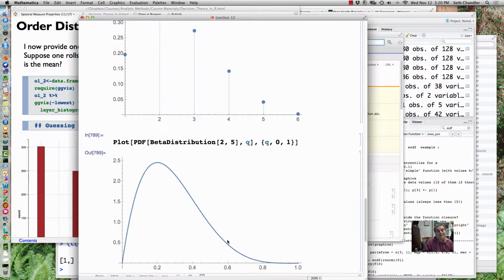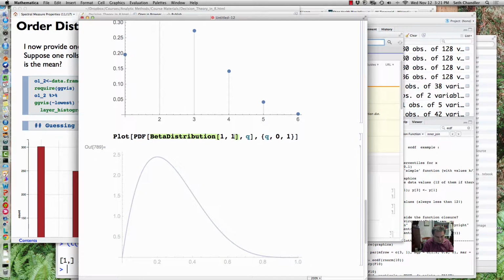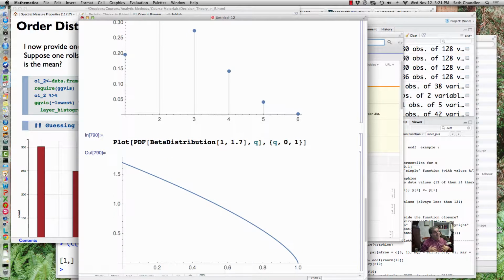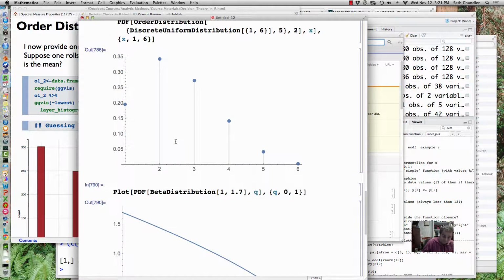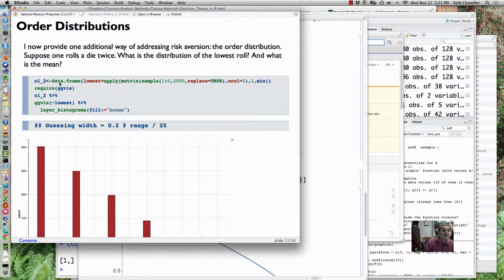By the way, here's something interesting. What if I ask you, what's the distribution if you roll the dice 1.7 times? Well, you can't do that, right? But you could think of the order distribution as a special case of this. I don't know what to make of this fact, but it's kind of interesting to think about rolling dice fractional times. But anyway, that's a distraction.